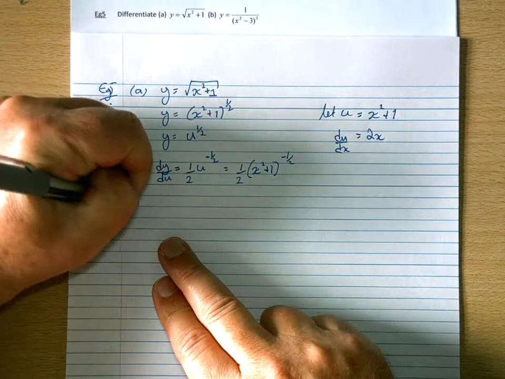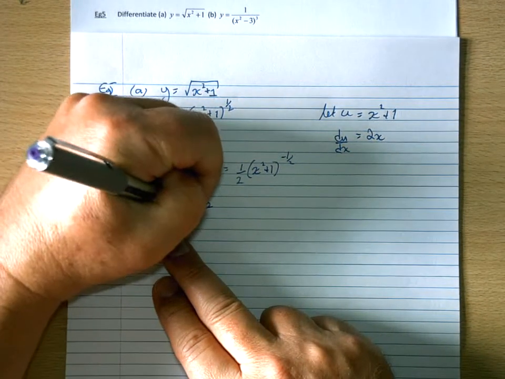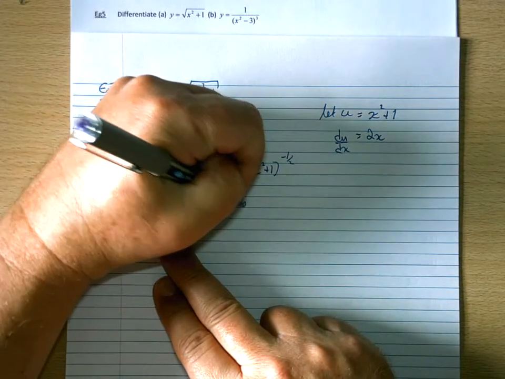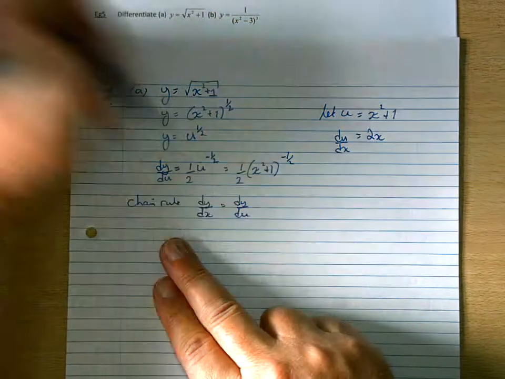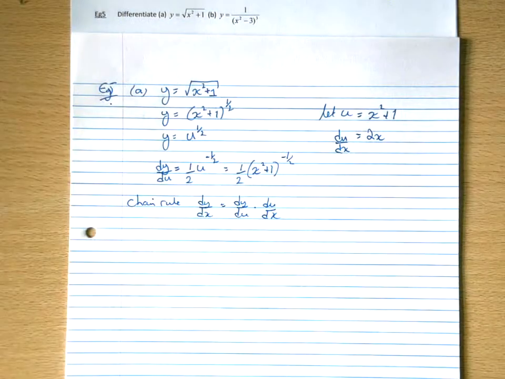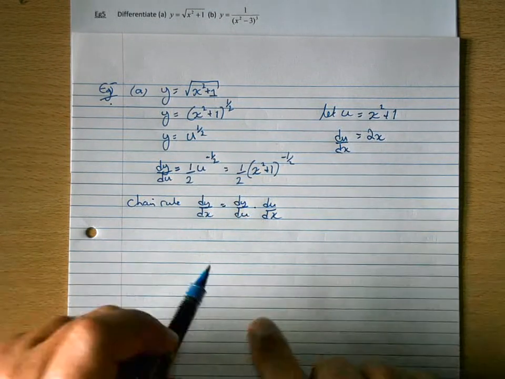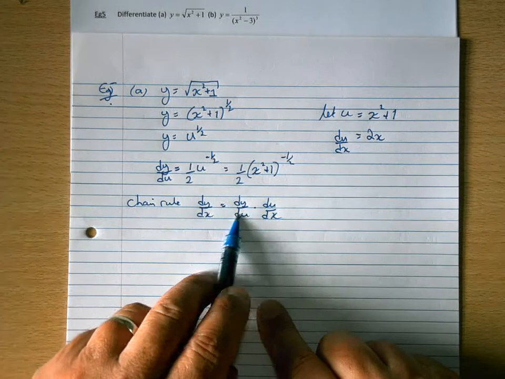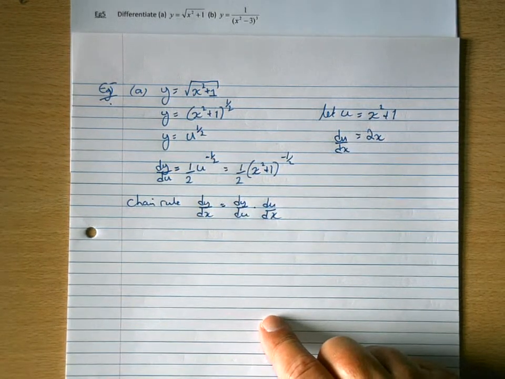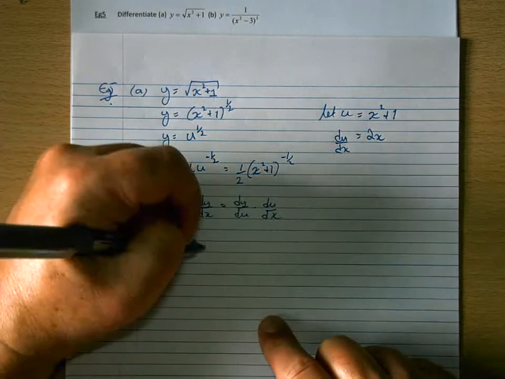And then the chain rule tells me that dy dx is the product of dy du times du dx. And if you think of that as a pair of fractions, the du's would cancel, leaving you dy dx equals dy dx. So it holds together as a sort of a fraction concept as well.